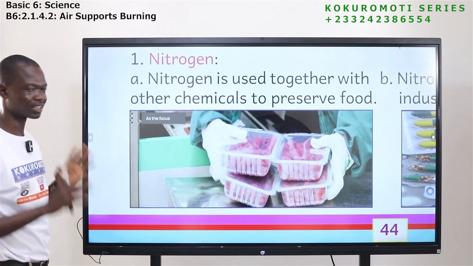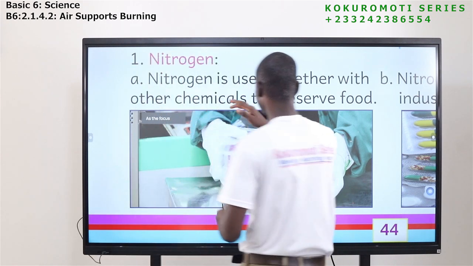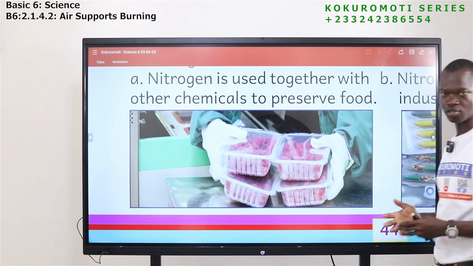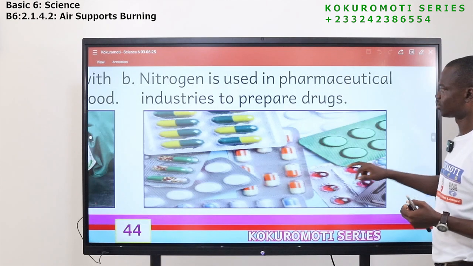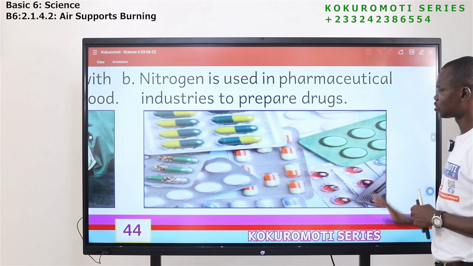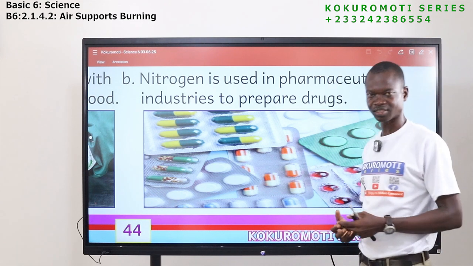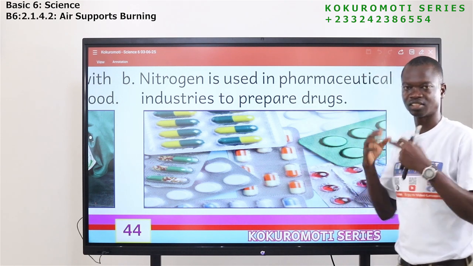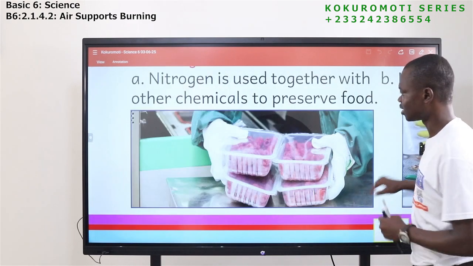So nitrogen, we are looking at uses of nitrogen. Nitrogen is used together with other chemicals to preserve food. So if you look at this side, to preserve food, you need nitrogen and other chemicals. So nitrogen helps in food preservation. 2, it is used in pharmaceutical industries to prepare drugs. So look at the drugs here. They use nitrogen and other chemicals. In fact, in the preparation of these drugs, they use nitrogen. So nitrogen plays an important role in pharmaceutical industries.